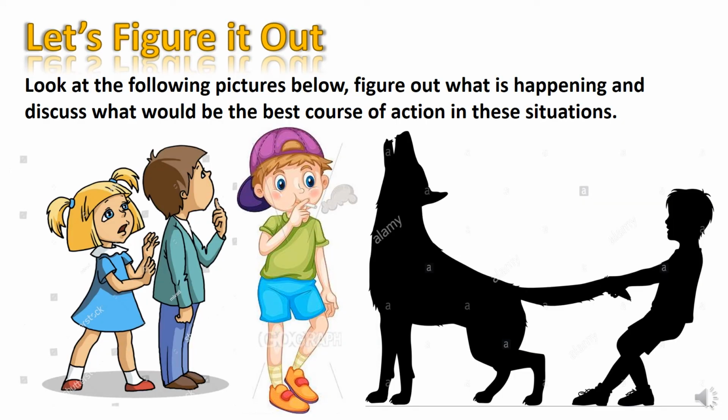Now, let's figure it out. Look at the following pictures. Figure out what is happening and discuss what would be the best course of action in these situations. Yes, there is one minor who is smoking and one boy who is playing with the tail of the dog. So, here, what are you going to do if you were in the situation? You have the choice and you have also your freedom, your free will, and voluntariness.